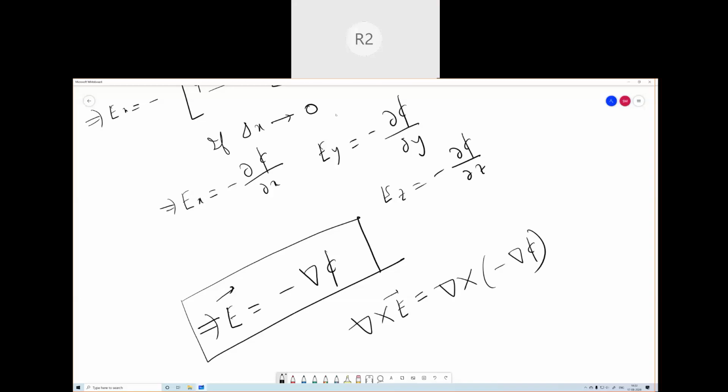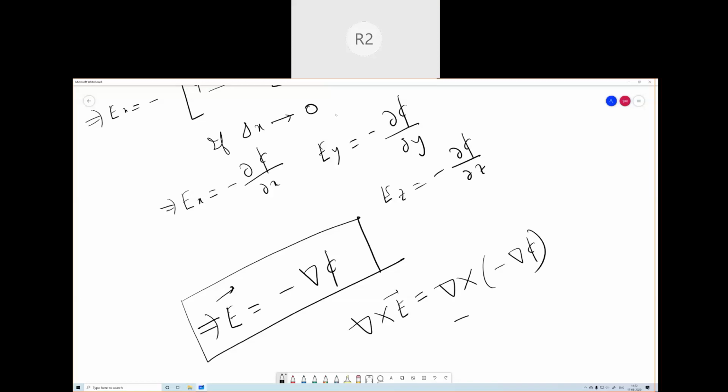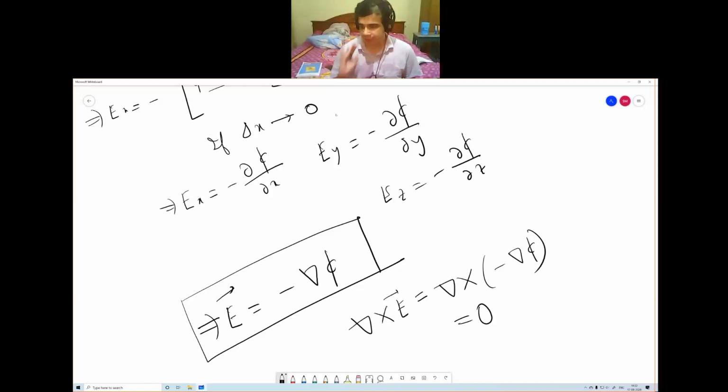Very first class we discussed. What is curl of a gradient? First class notes. Fine, no problem. What is curl of a gradient? 0. So curl of E is 0 for an electrostatic case.